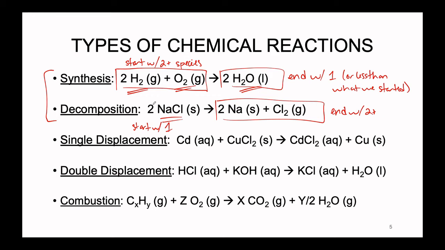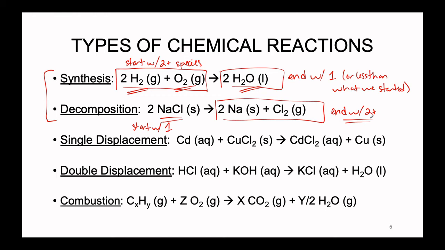for instance here, sodium chloride, and our products are going to be the individual pieces that were inside of the molecule. So we can see here we're decomposing salt to make sodium and chlorine gas. So that's why this is called a decomposition reaction. We are decomposing the 1 and turning it into its many pieces.